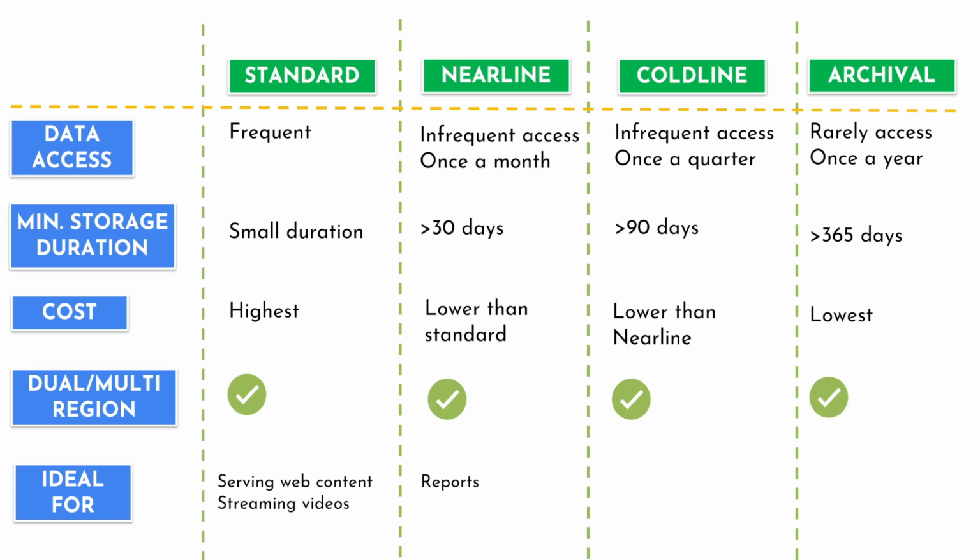Then nearline for reports such as auditing, profit and loss. Those reports are usually accessed once a month. Coldline storage is typically used to store backups, snapshots, and logs that are accessed about once a quarter. And in archival, we store data for auditing, legal, and compliance purposes, or if it needs to be used as part of the disaster recovery process. This type of data is typically used once a year.